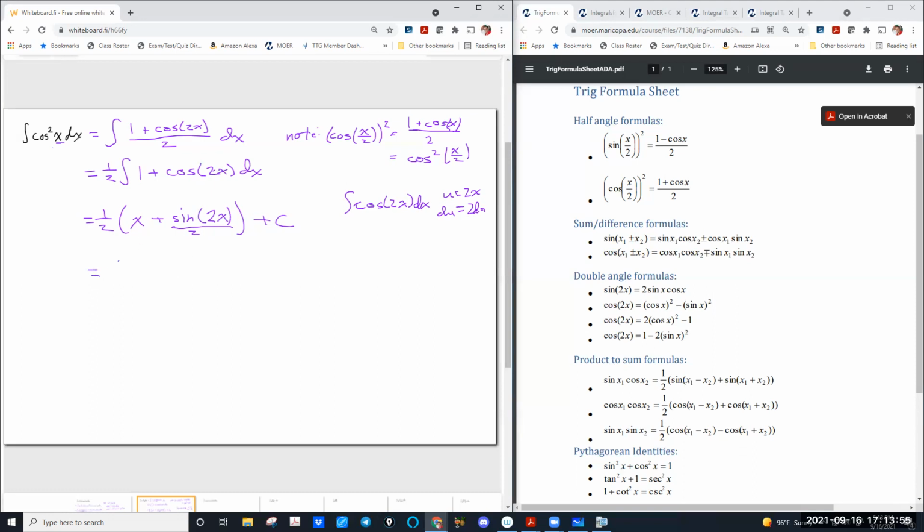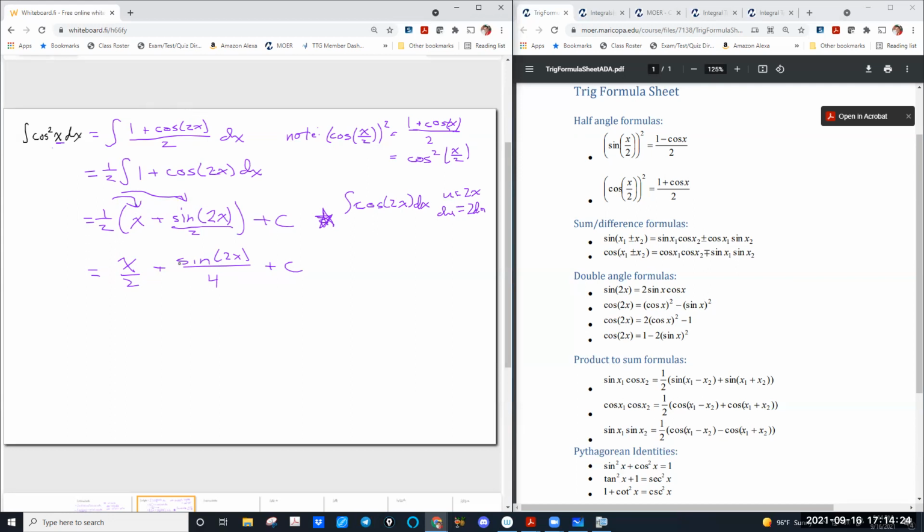If we want to distribute the 1/2, we can. We could write it as x over 2 plus sine of 2x over 4 plus c. But you were fine here. This is supposed to be a star. Excuse my horrible handwriting. This is the antiderivative. It's 100% correct. If I take the derivative of this, I'm going to get this.